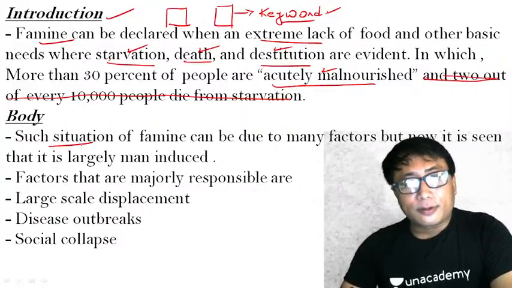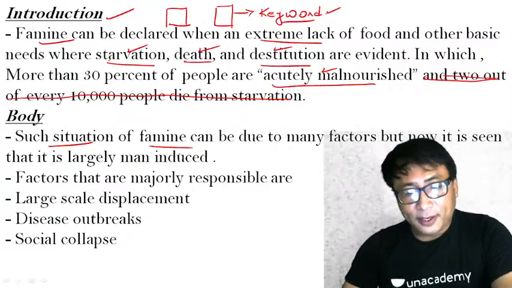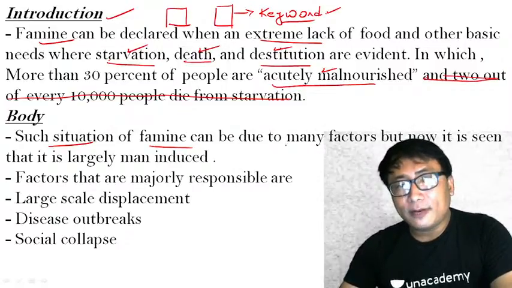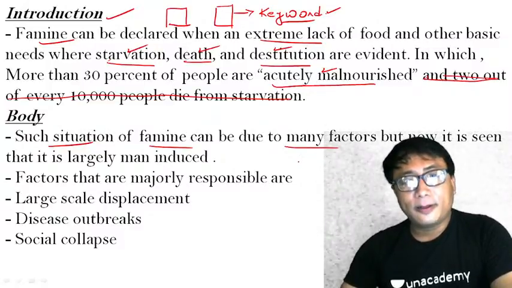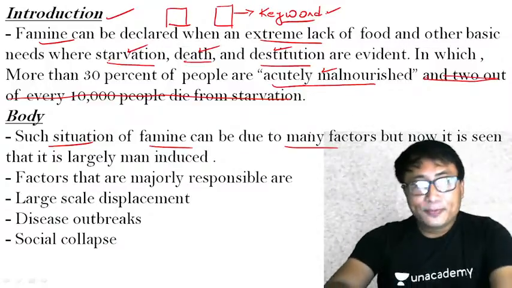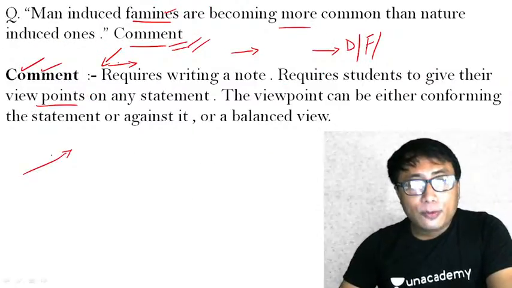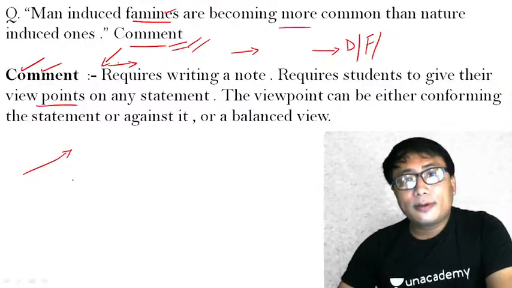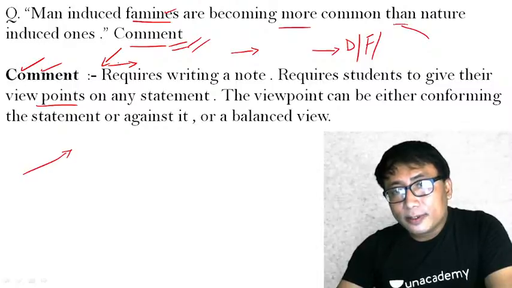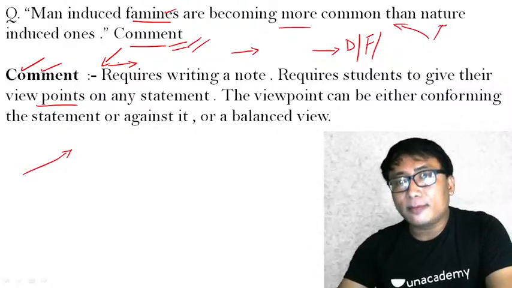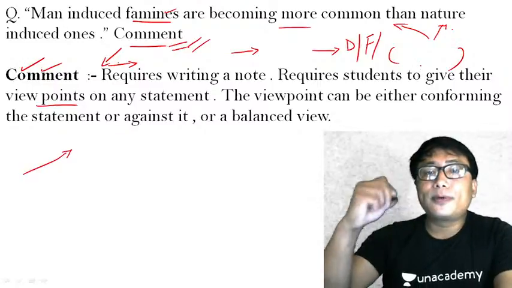Such a situation of famine can be due to many factors. Okay, can be due to many factors. But now it is seen that it is largely man-induced. Now, in this particular key directional word comment, whatever points that you are taking, whether you are against the statement or for the statement, you need to substantiate. You need to give proper reasons.